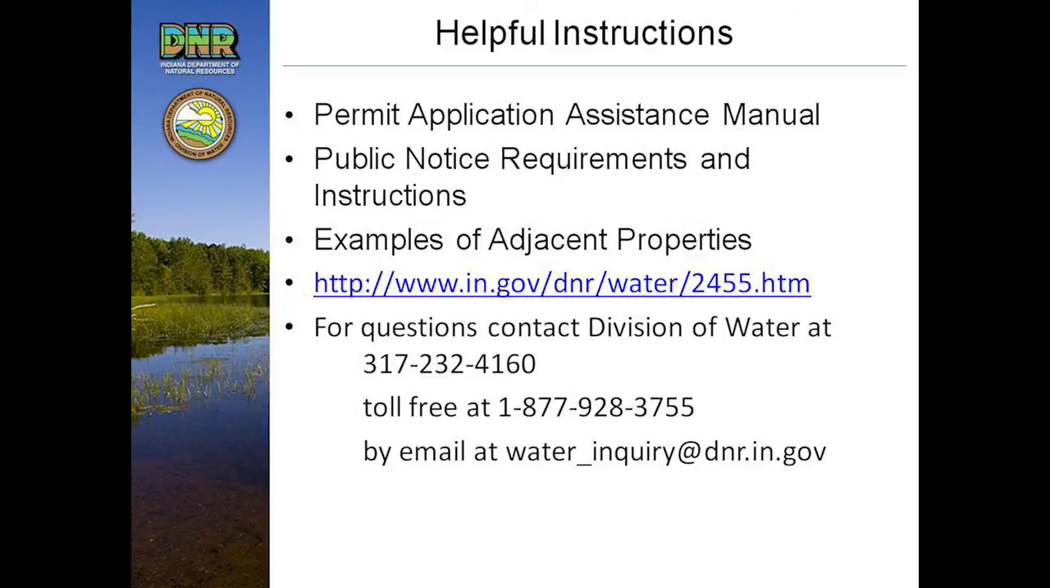If you need additional information regarding public notice, please refer to the Permit Application Assistance Manual, Public Notice Requirements and Instructions, and examples of adjacent property owners on our website at www.in.gov/DNR/2455.htm. The department can also be contacted at 1-317-232-4160 or toll free at 1-877-928-3755. Additionally, we can be reached by email at water_inquiry@dnr.in.gov for answers to specific questions regarding public notice.